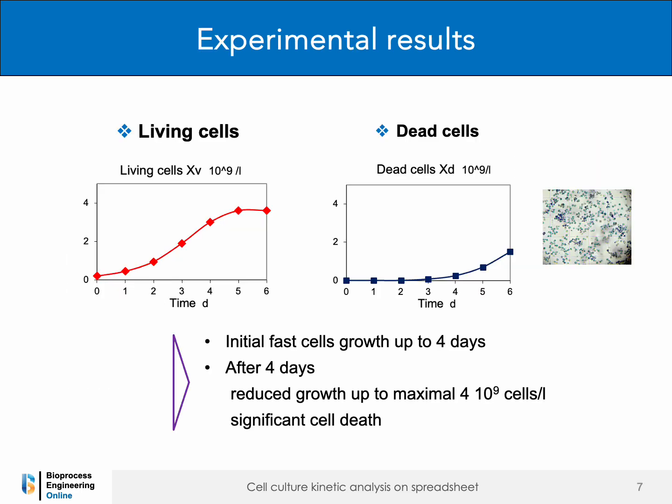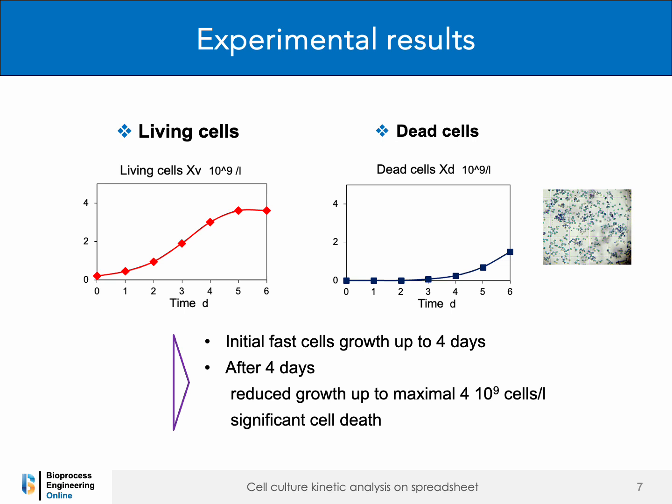During the culture, medium samples are taken once per day and analyzed for the concentrations of living and dead cells using the trypan blue dye exclusion method. Cell concentrations are expressed in 10^6 cells per milliliter or 10^9 cells per liter.